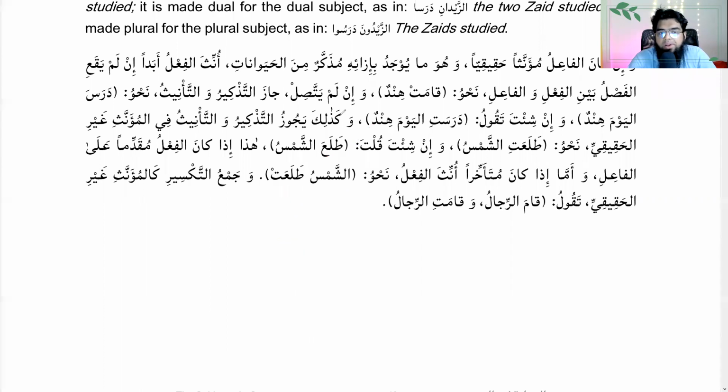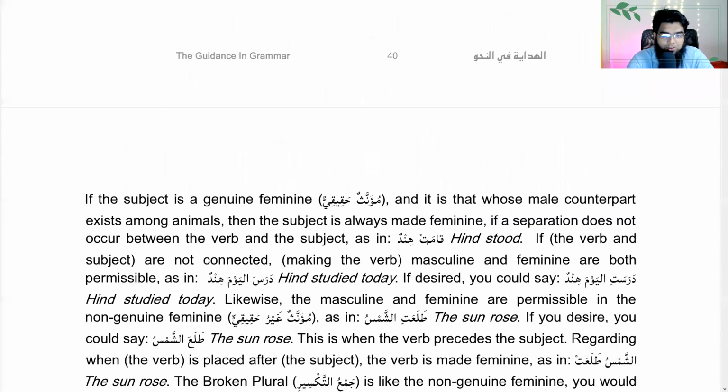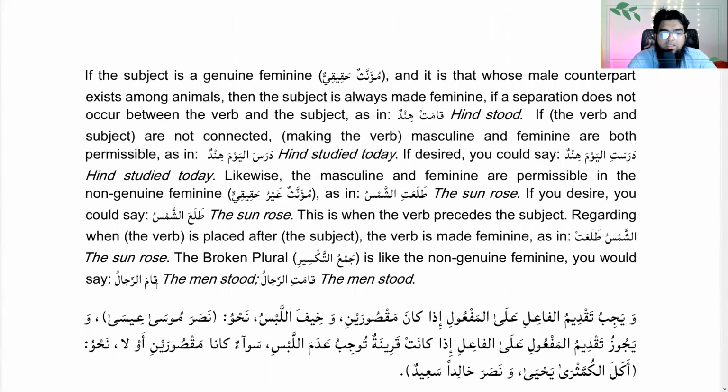وجمع التكسير كالمؤنث غير الحقيقي. So remember, the broken plural is like مؤنث غير الحقيقي. Jam' broken plural is also treated like مؤنث غير الحقيقي. For example, you can say قام الرجال or قامت الرجال. The men stood: قام الرجال or قامت الرجال. Correct.